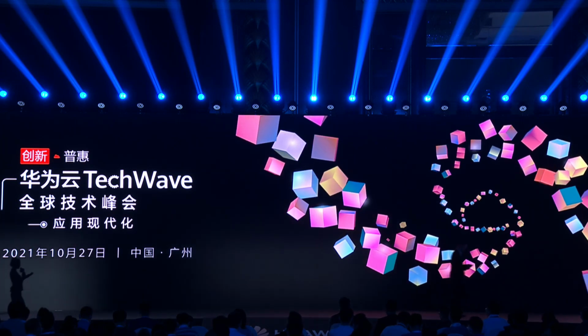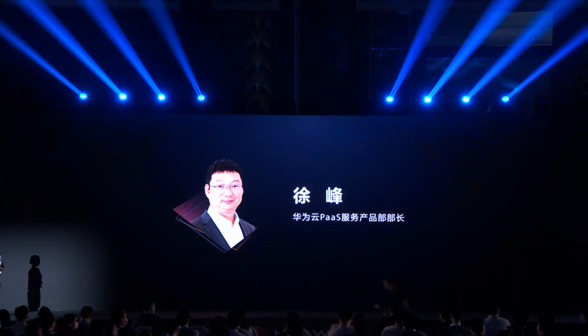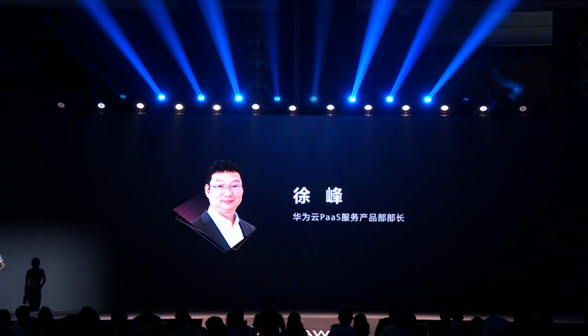Thank you, Mr. Zhou Wenjiang, for your wonderful sharing. Next, let's welcome Mr. Xu Feng, Director of the PaaS Service Product Department of Huawei Cloud. He will share the topic, Modernizing Application to Enable Agile Innovation in All Scenarios.